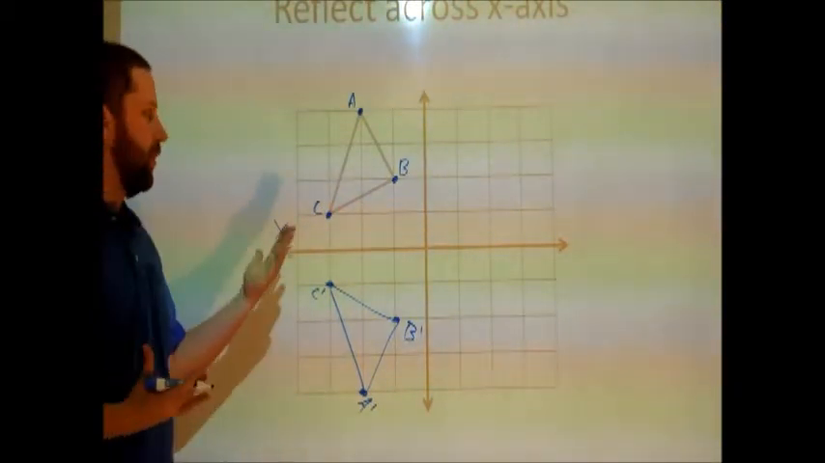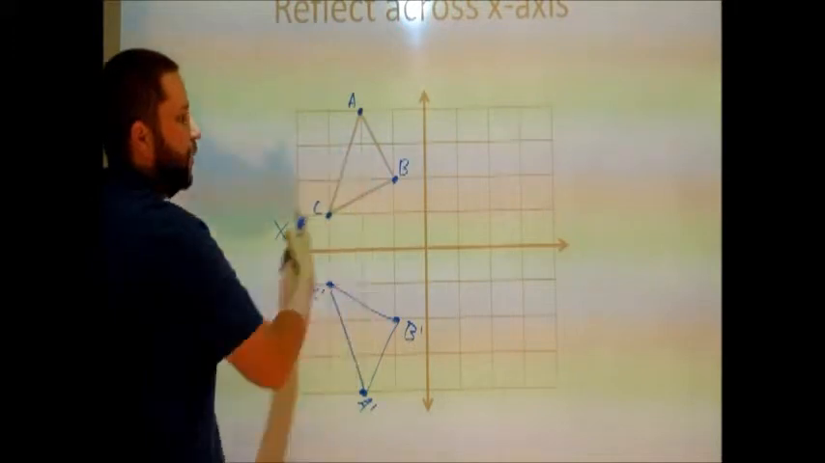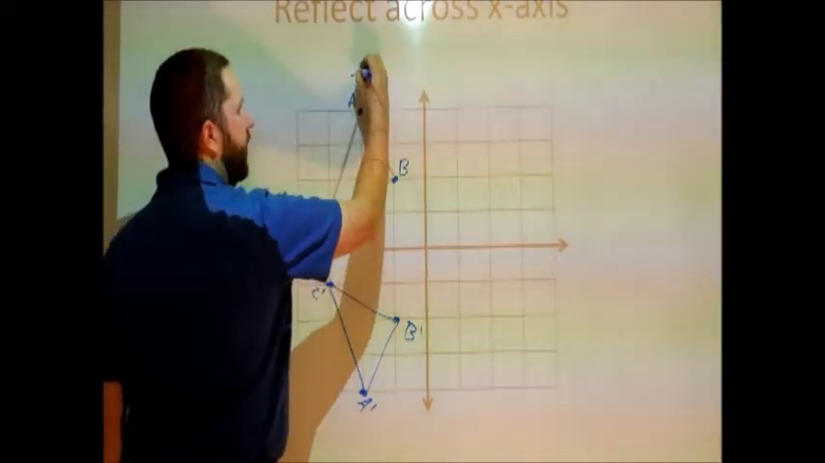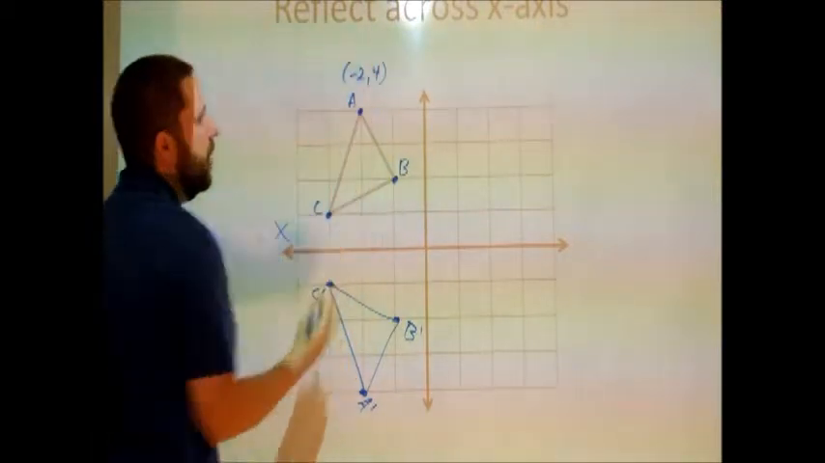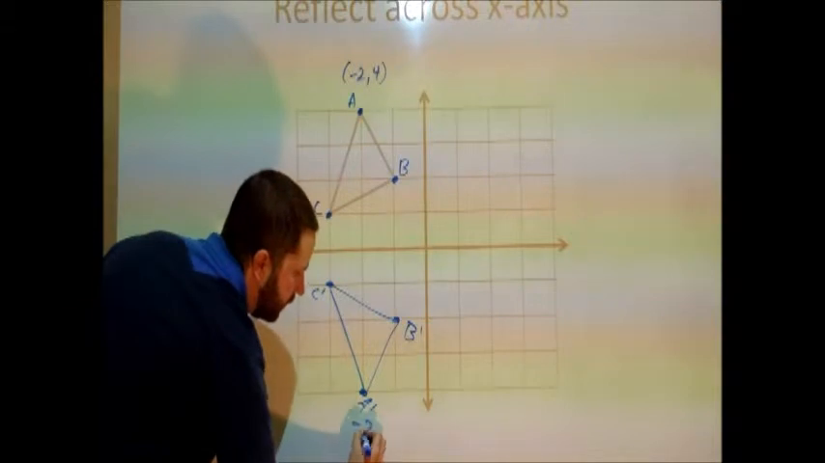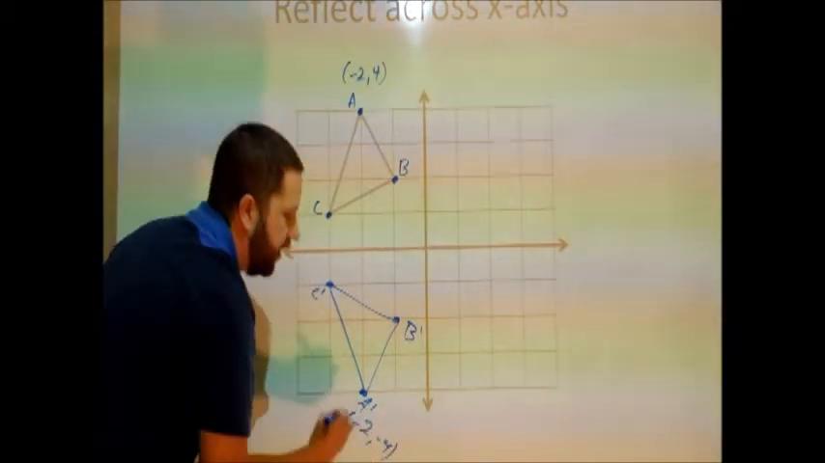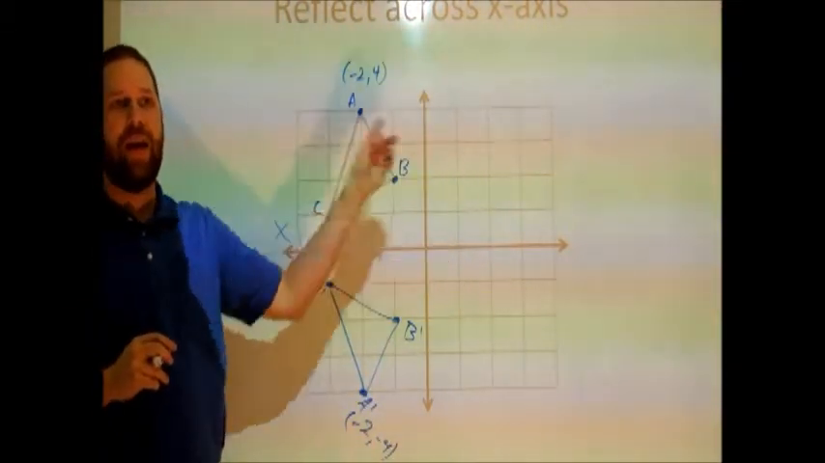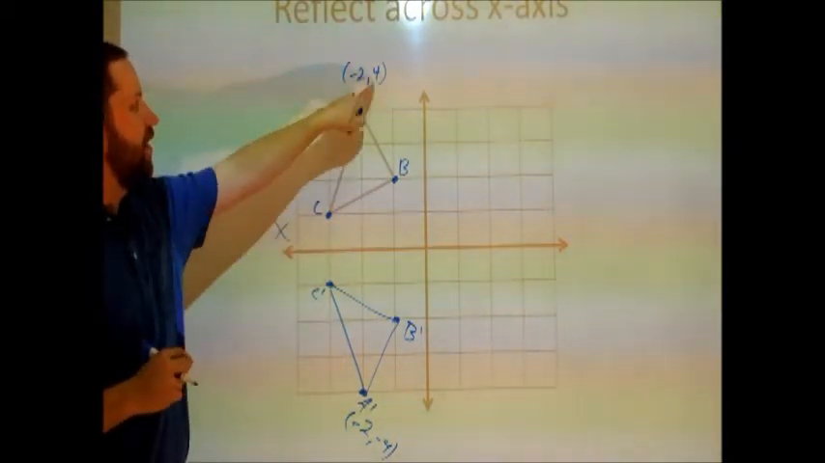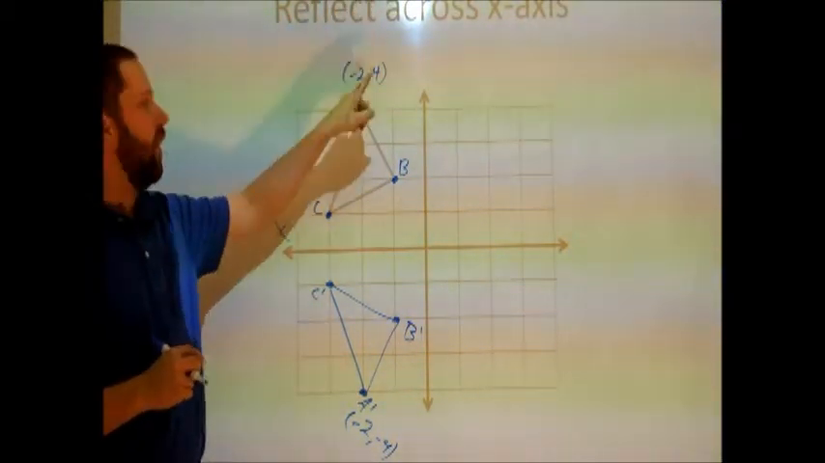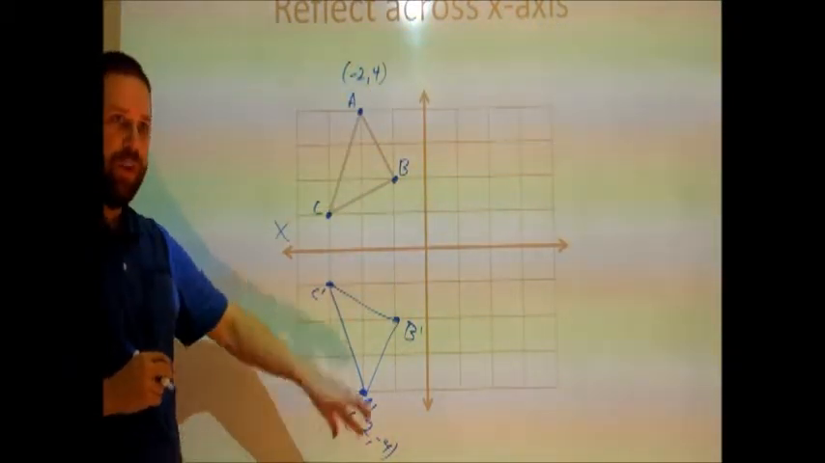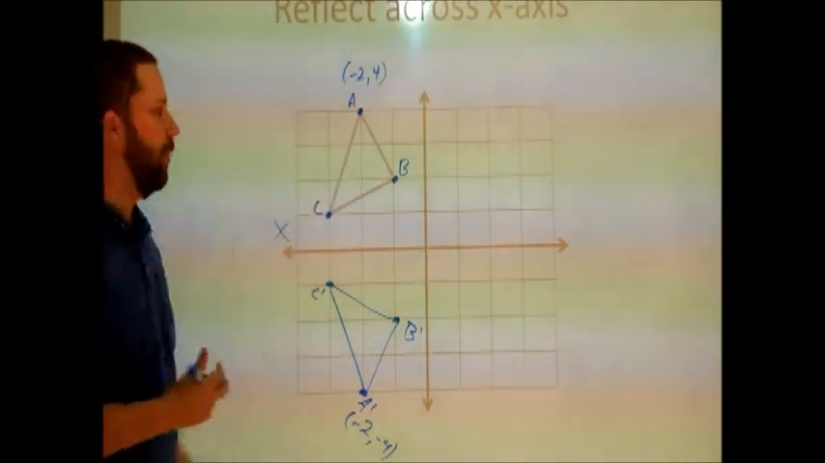So what changed with this? So we're not changing how much we go left and right, which is our x value. So A being -2, 4, I'm still at -2, but now I'm at -4. So just like when we did across the y-axis, we only changed one of the numbers from positive to negative. So in this case, since I'm going across the x-axis, I'm changing my y values from positive to negative. And if I went the other way, I'd be changing them from negative to positive.